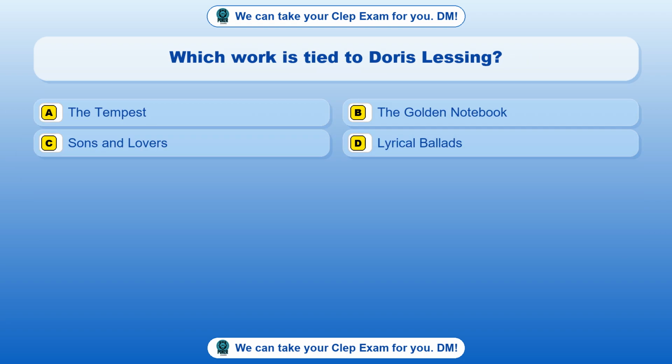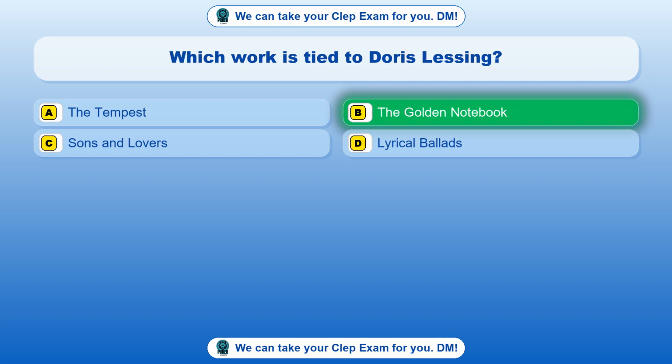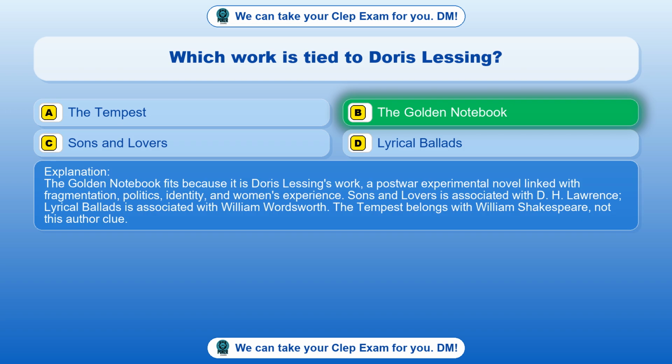Question 39. Which work is tied to Doris Lessing? Option A, The Tempest. Option B, The Golden Notebook. Option C, Sons and Lovers. Option D, Lyrical Ballads. The correct answer is option B, The Golden Notebook. The Golden Notebook fits because it is Doris Lessing's work, a post-war experimental novel linked with fragmentation, politics, identity, and women's experience. Sons and Lovers is associated with D. H. Lawrence. Lyrical Ballads is associated with William Wordsworth. The Tempest belongs with William Shakespeare, not this author clue.